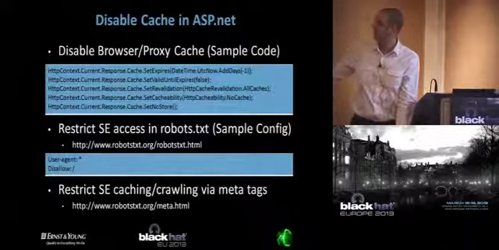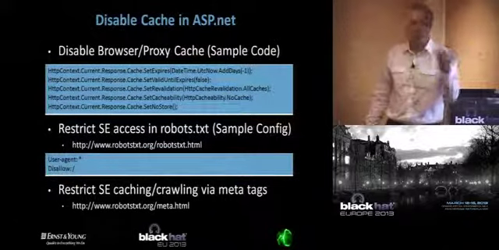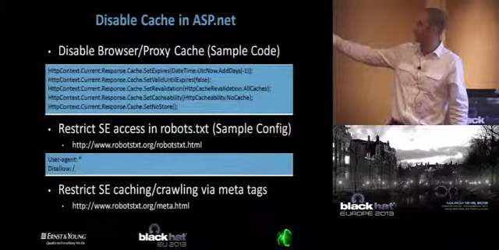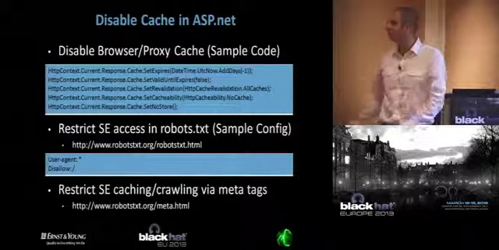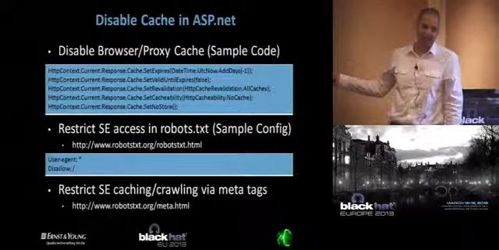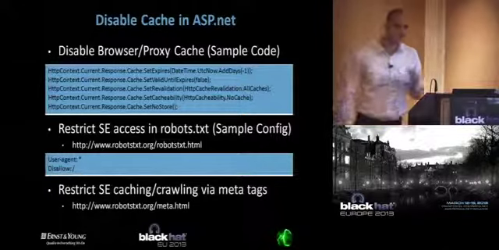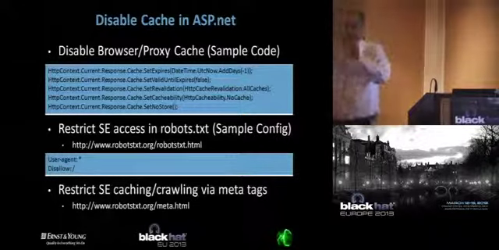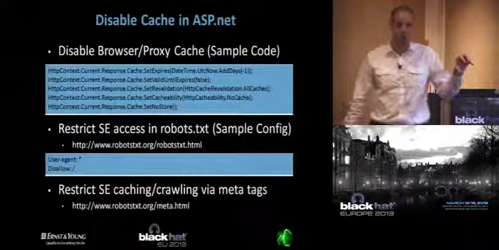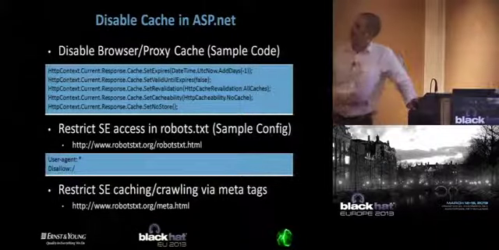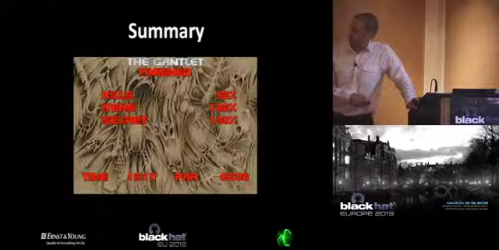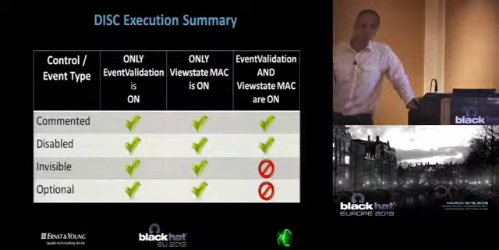So we can disable the cache for a browser or a proxy using the sample code you see here. And we might want to do the same for search engines by using the robots file, okay? Right here. Prevent them from crawling our application and indexing the various pages, at least for platforms such as ASP.NET and Mono, okay? So the SCIP project can do a number of things for us.